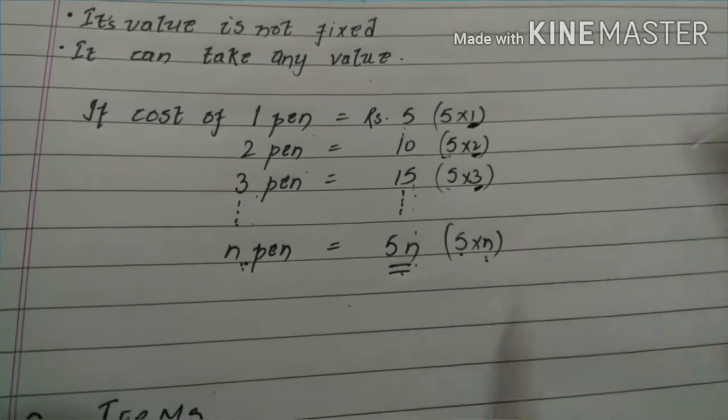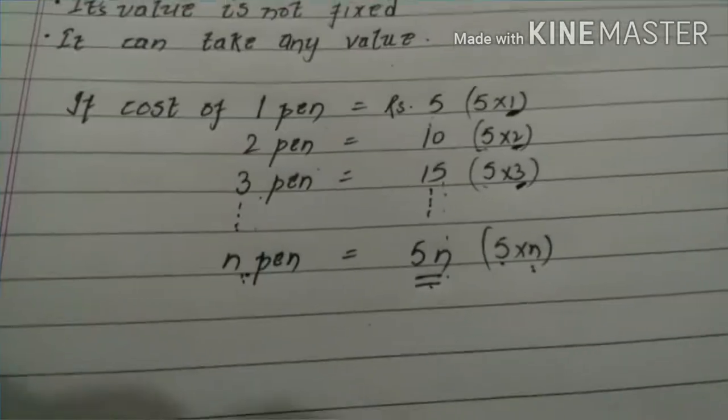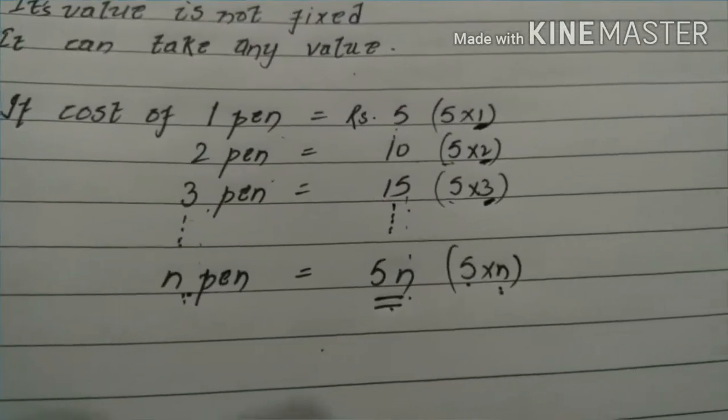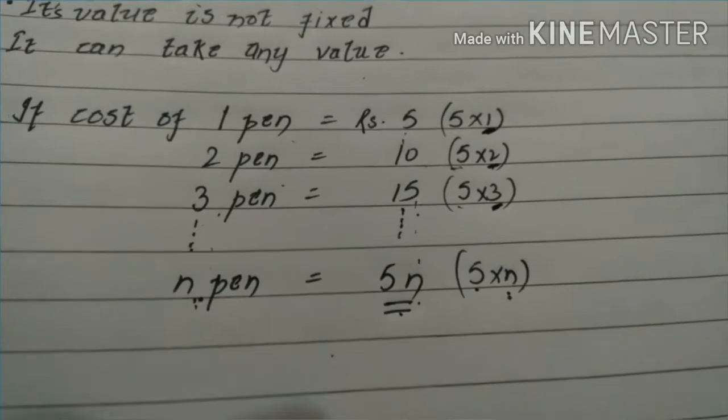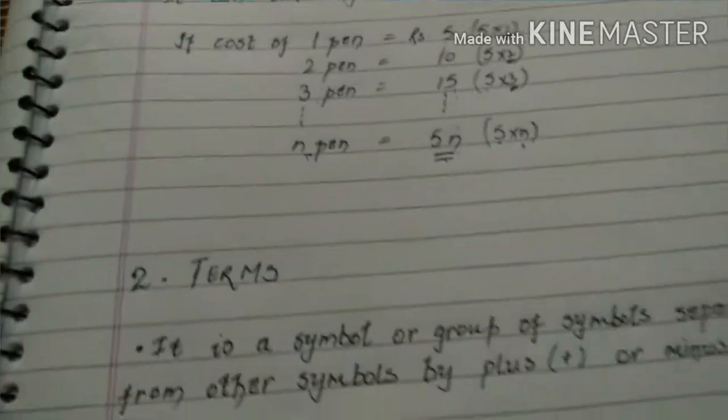In place of n, you can keep any number. You can find out the cost of 100 pens. You can find out the cost of 20 pens. So n can take any value. Okay, so this was all about variables.